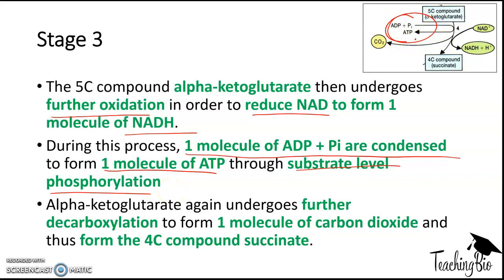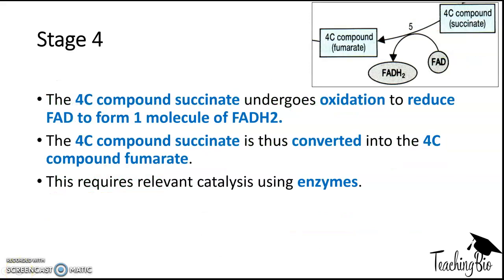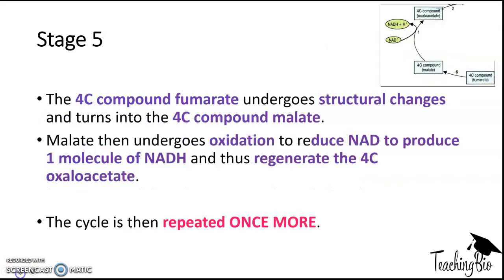So it's important to know that ATP formation in the Krebs cycle will occur between the transfer of the 5-carbon compound to the 4-carbon compound. Alpha-ketoglutarate then goes through further decarboxylation, removing 1 molecule of carbon dioxide, and then forming the 4-carbon compound succinate. So we've got another molecule of carbon dioxide being formed. Stage 4, we go from succinate to fumarate. Again, further oxidation, and this time FAD is reduced to form FADH2. Succinate is converted into the 4-carbon compound fumarate via the oxidation, and this obviously requires the use of enzymes, as all the steps do.